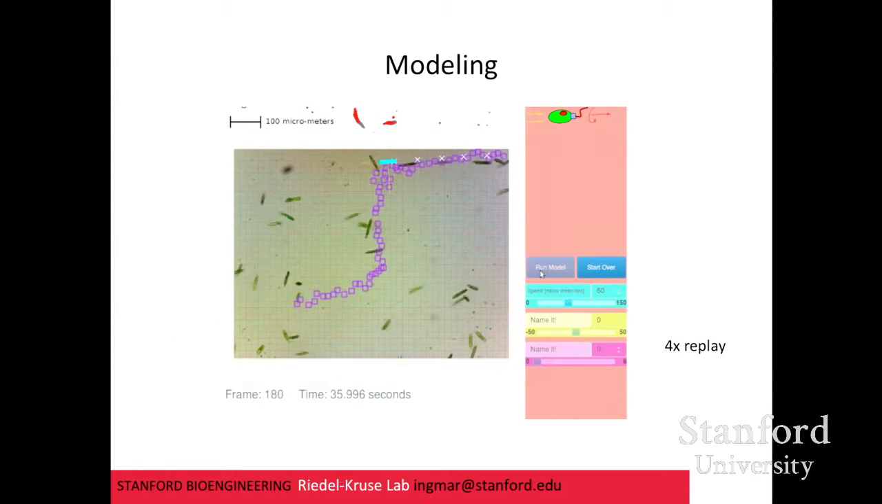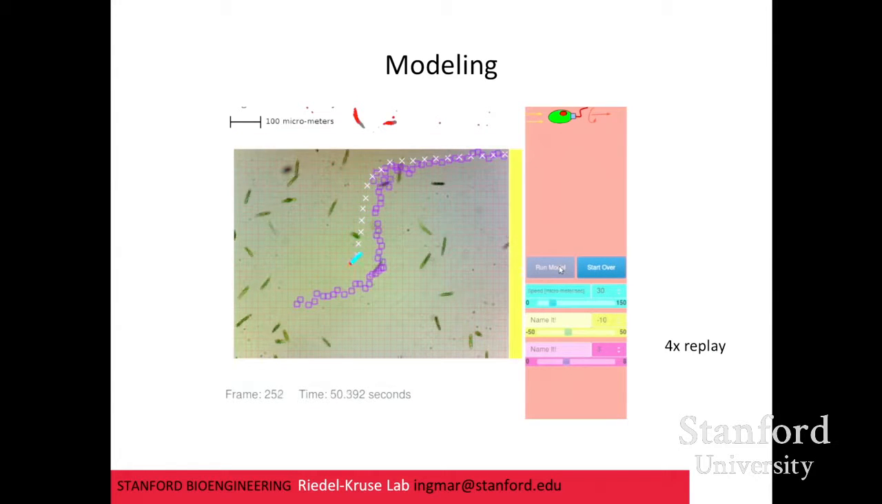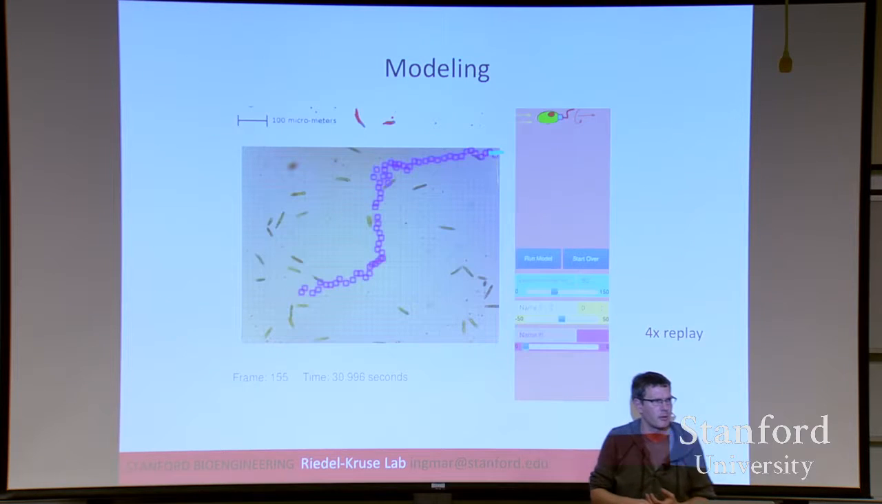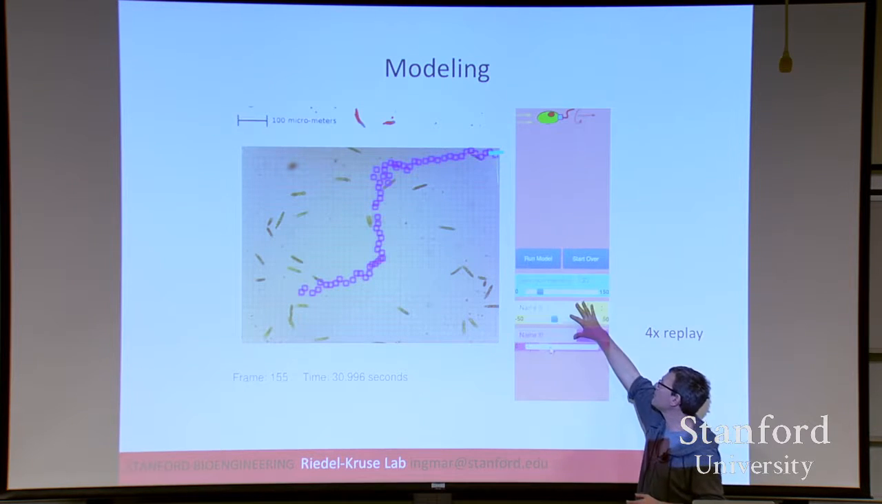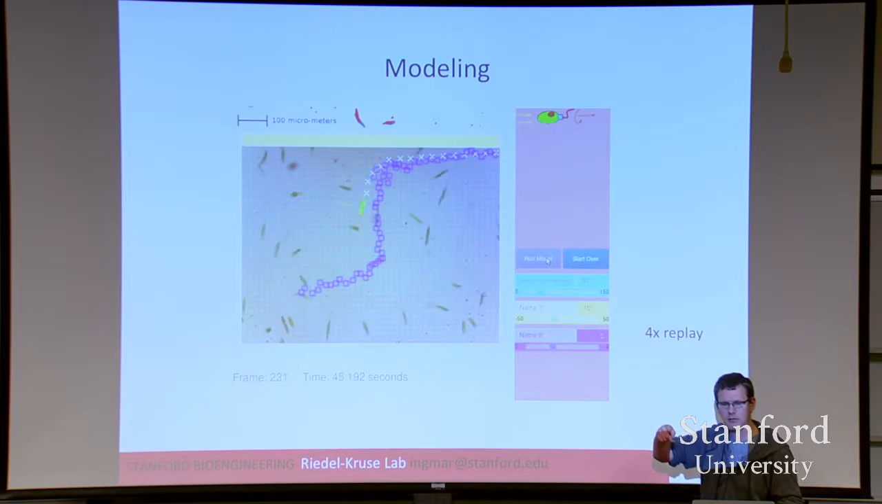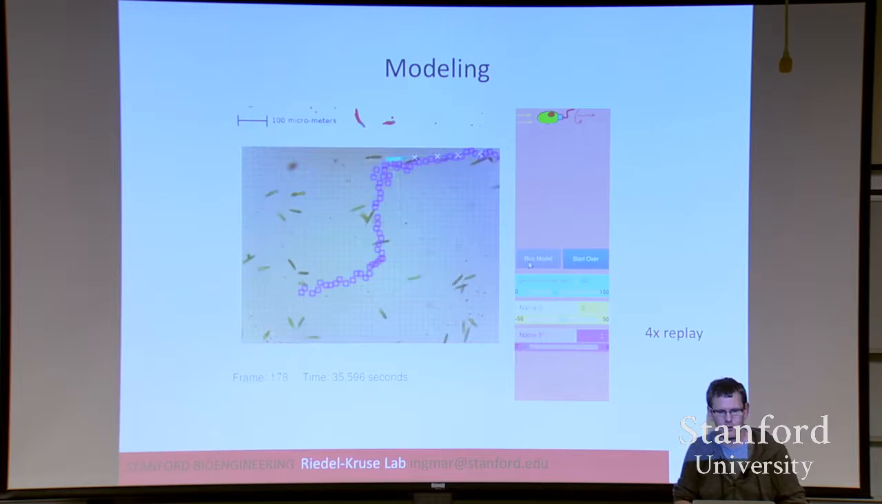And then the last thing is we provided them with this modeling interface where you have a pre-recorded movie in the background, and you're supposed to make this model match the swimming path of a real organism. There are 3 parameters you can tune. One is the forward speed, one is how fast the organism spins around its own axis, and the third one is how strongly it responds to the light.